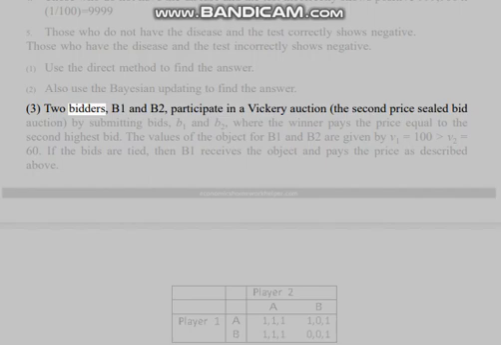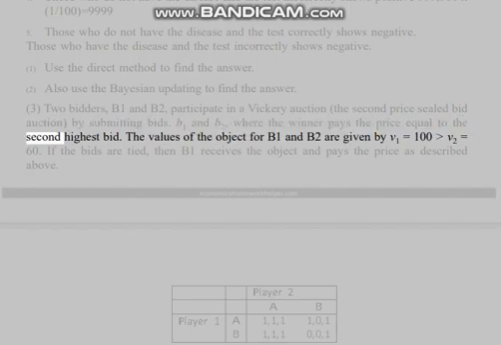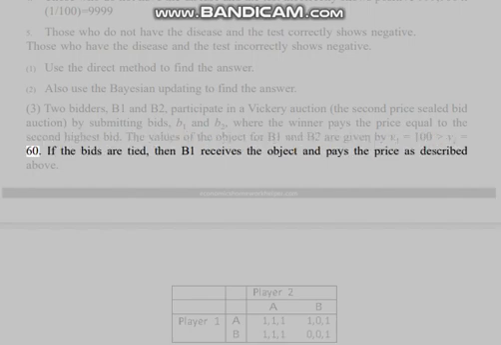3. Two bidders, B1 and B2, participate in a Vickrey auction, the second price sealed bid auction, by submitting bids, b1 and b2, where the winner pays the price equal to the second highest bid. The values of the object for B1 and B2 are given by v1 equals 100, v2 equals 60. If the bids are tied, then B1 receives the object and pays the price as described above.